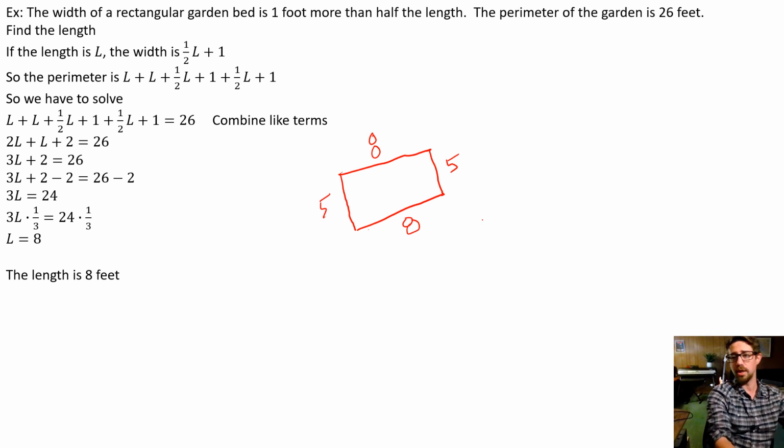So the perimeter is 26 feet, and we have our garden, and everything is solved, and we're done for the day. Thank you.